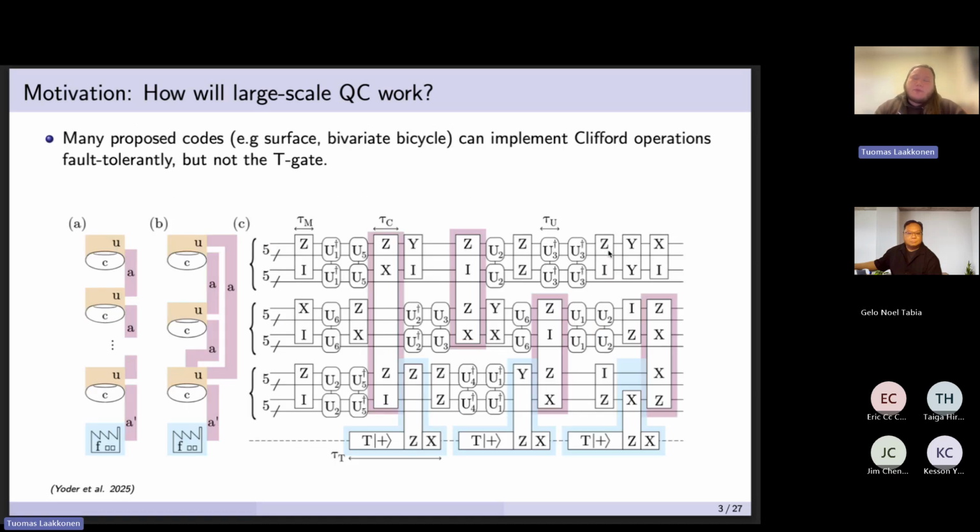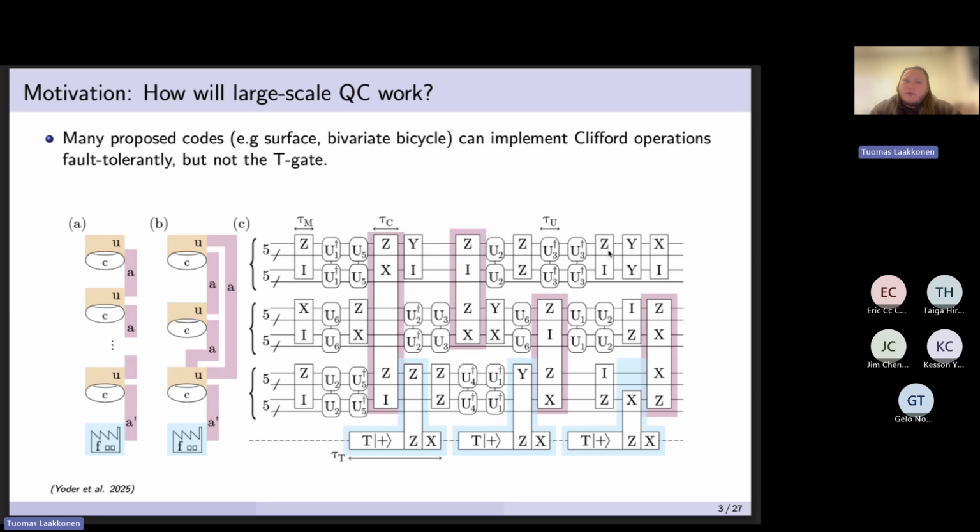And many of the proposed error correcting codes that we might use to implement a large scale quantum computer, like the surface code or the bivariate bicycle code, can all implement Clifford operations fault tolerantly, which is a good property, but not necessarily the T-gate. And we need both of those things in order to be able to do big computations like for Shor's algorithm.